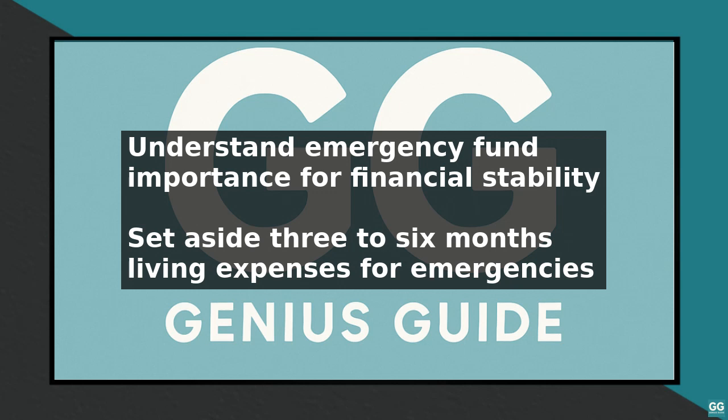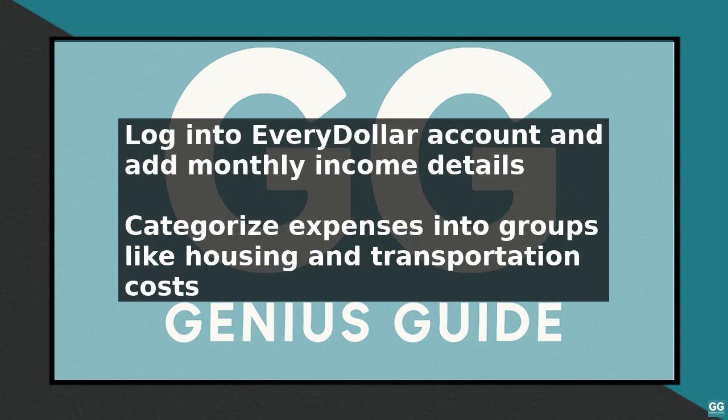To integrate an emergency fund into your EveryDollar budget, start by logging into your account and clicking on the Income tab. Add your monthly income and then proceed to the Expenses tab. EveryDollar allows you to categorize your expenses into different groups, such as housing, transportation, and food. Create a new category for your emergency fund and allocate a specific amount each month.